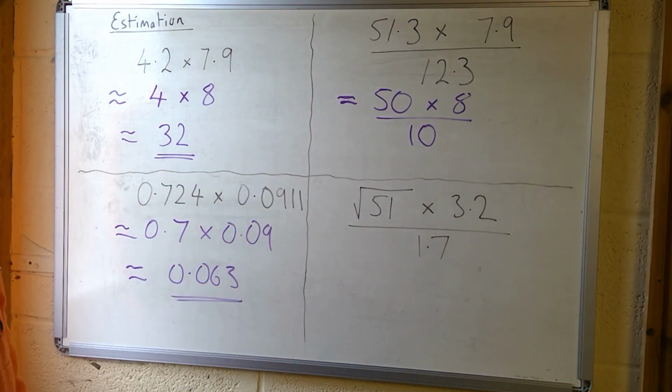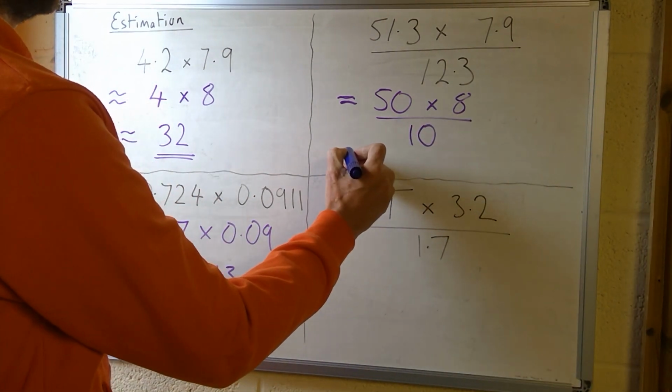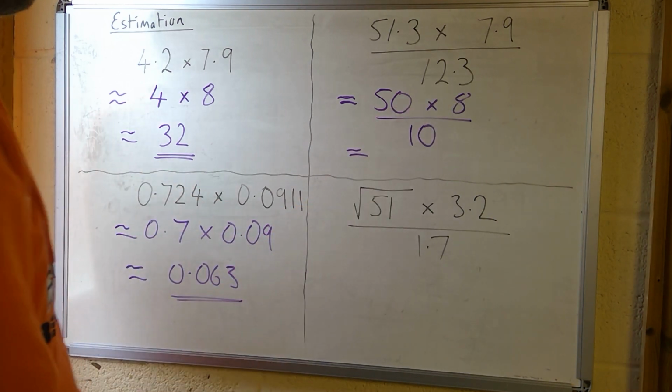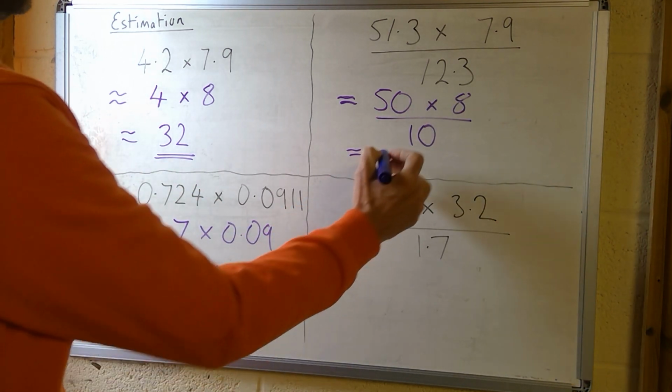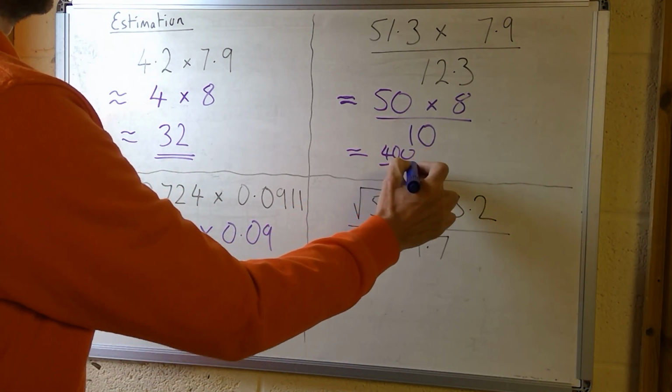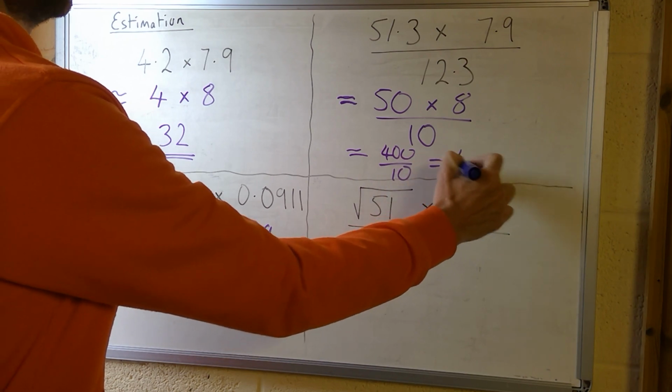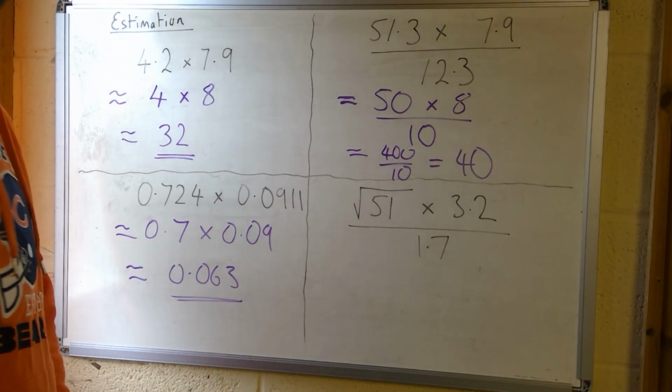Write them down first though, don't try to calculate it all at once. Now we can calculate what we've got in stages. 50 times 8 would be 400, divided by 10, which would be 40.